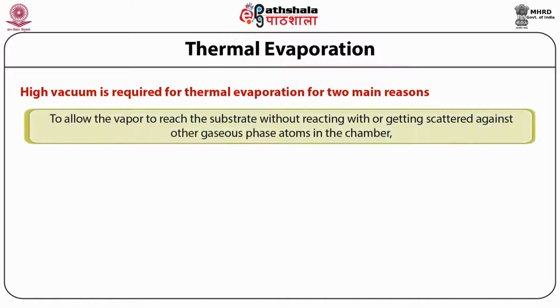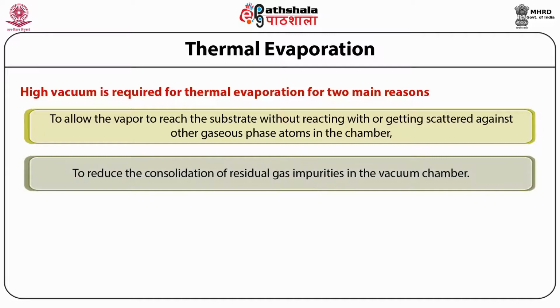High vacuum is required for thermal evaporation basically for two main reasons. First, to allow the vapor to reach the substrate without reacting with or getting scattered against other gaseous phase atoms in the chamber. Next one is to reduce the incorporation of residual gas impurities in the vacuum chamber.